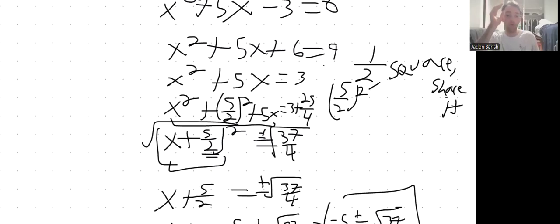Now, why is this useful? For a couple of reasons. One, if you forget the quadratic formula, and there's no factoring. Factoring is always your first line of defense. If you can factor, you should factor. But if you can't factor, then you should use the quadratic formula, if you forget how to do this. Now, why would you ever do this over the quadratic formula?